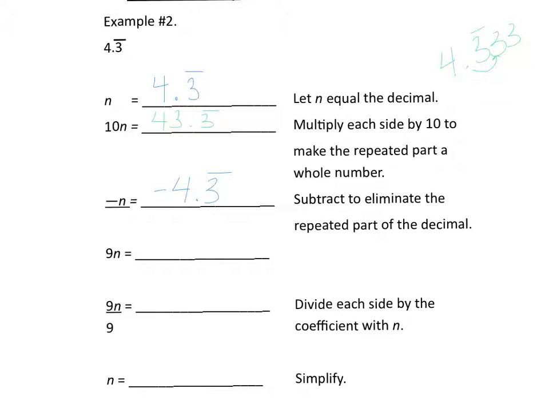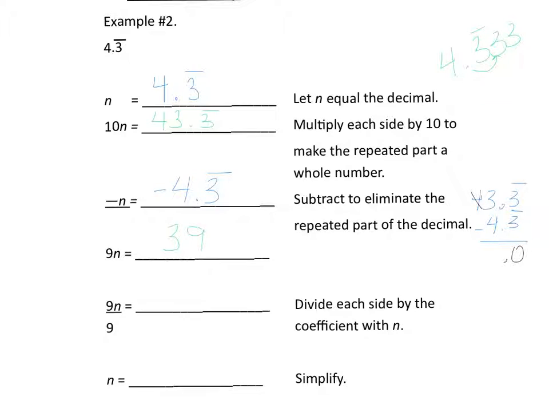And so now we can go ahead and subtract 43 point repeated 3, take away 4 point repeated 3, and we end up with 39. Again, we had 43 point repeated 3, take away 4 point repeated 3. Repeated 3, take away repeated 3, it's going to leave us with 0.